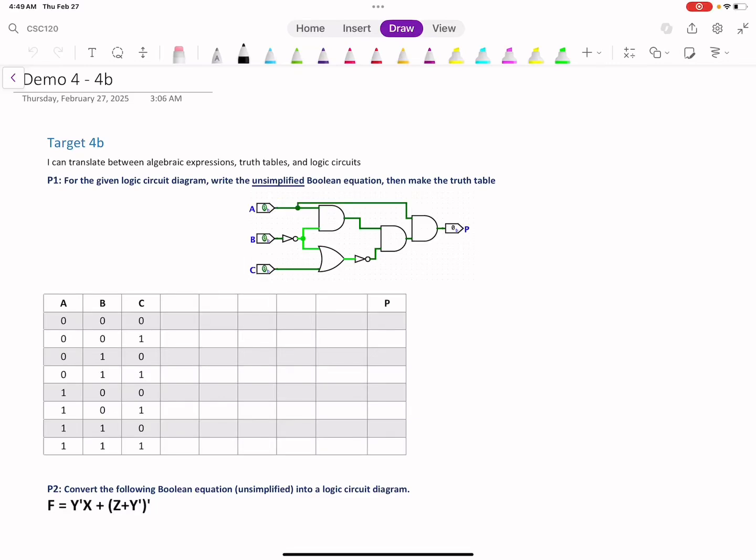Hello, this is Jude. This is target 4B. I'm going to demonstrate how I can translate between the algebraic expressions, truth tables, and logic circuits.